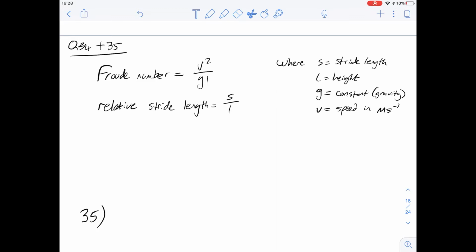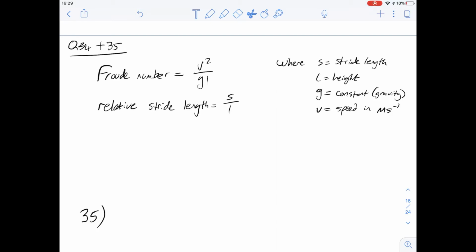It says, if the Froude number of the moving dinosaur depicted in figure 2 were 20 and L were 0.2, its stride length would be closest to which of the following? Okay, so we know how to calculate the Froude number. But actually, if we look at the graph in figure 1, we can go across to a Froude number of 20 and go up to the line of best fit. Remember to use the line of best fit instead of the individual data points in this.